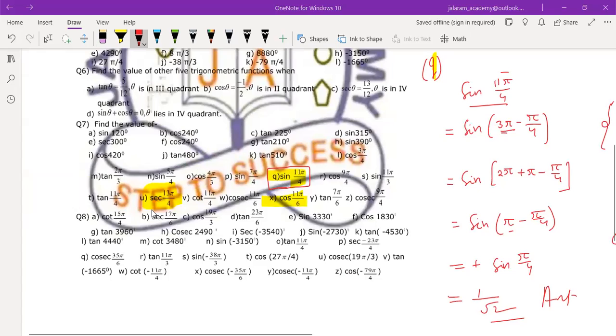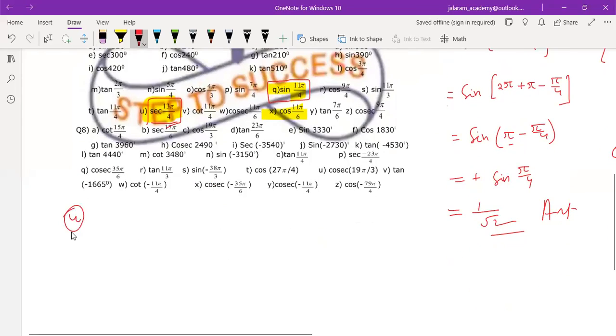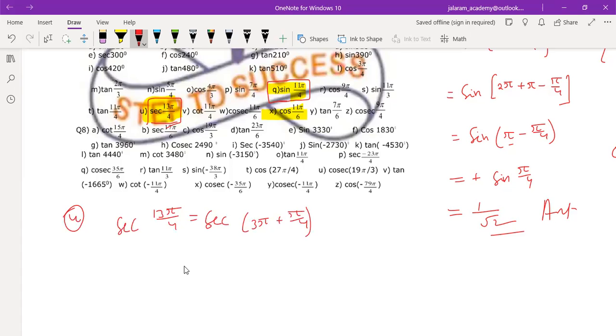The next question, which can also be a doubt, is sec 13 pi by 4. So we can write, 4 threes are 12, so 3 pi plus pi by 4. Now this 3 pi can be written as 2 pi plus pi plus pi by 4. Now this 2 pi is equivalent to 0. So we can write sec of pi plus pi by 4.